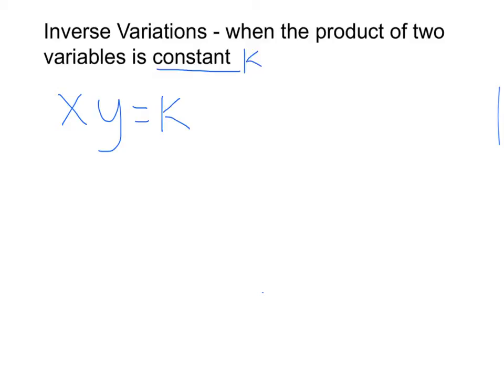We can also write this equation by solving for y. So y equals k over x. To isolate y, we need to divide by x.